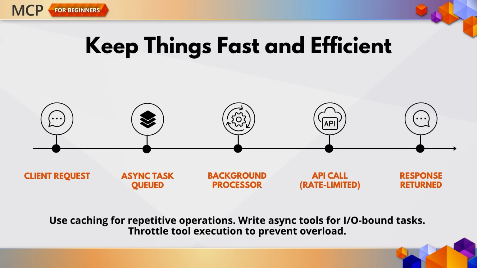Performance matters, especially in production. Use caching to avoid repeated expensive operations. Adopt asynchronous patterns for input-output bound tasks, and throttle tool usage to prevent overloading your system. This is especially critical for tools that call external APIs or process large datasets. A little optimization goes a long way.